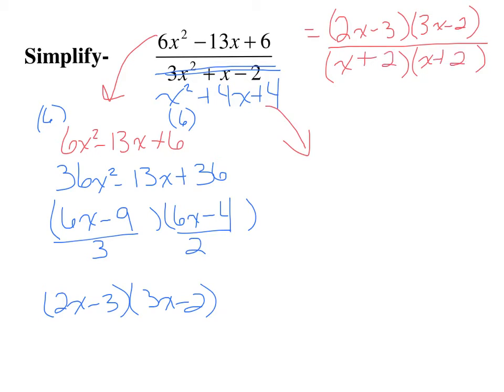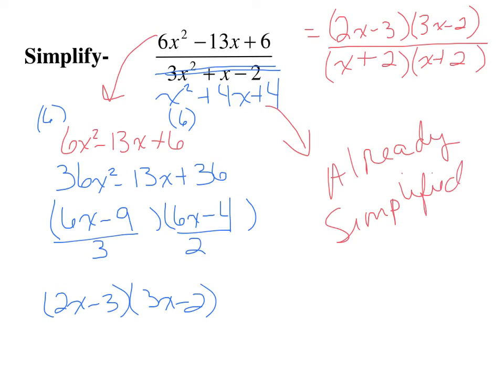It looks like nothing is actually going to reduce here. None of these match. So no reducing here. So this is already simplified. I'm wondering if the old version with this trinomial might have reduced some, but that's okay. This is what's in the newest version of the book, so this is what we're going to go with.